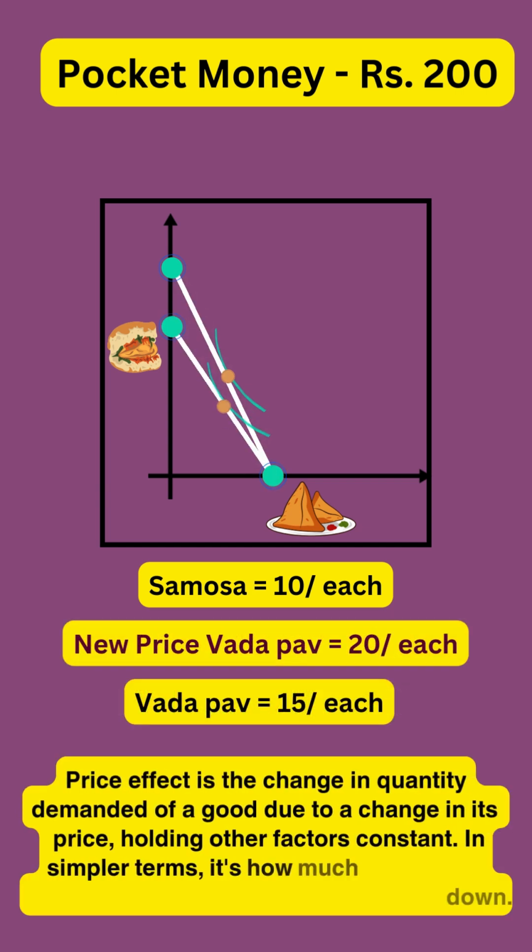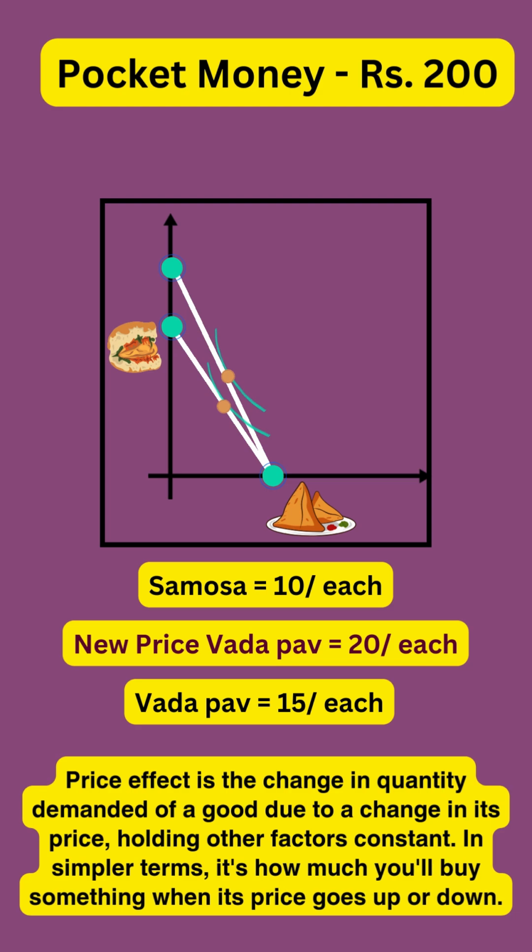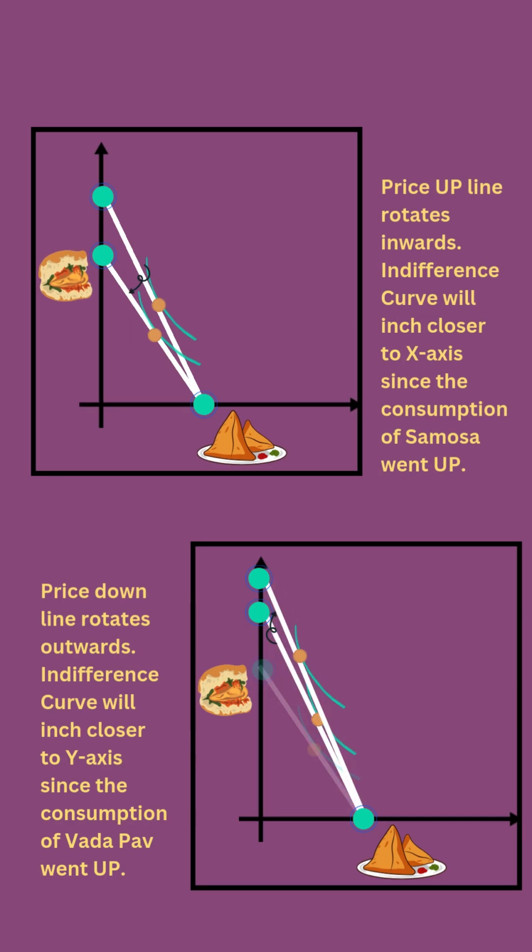Price effect is the change in quantity demanded of a good due to a change in its price, holding other factors constant. In simpler terms, it's how much you'll buy of something when its price goes up or down.